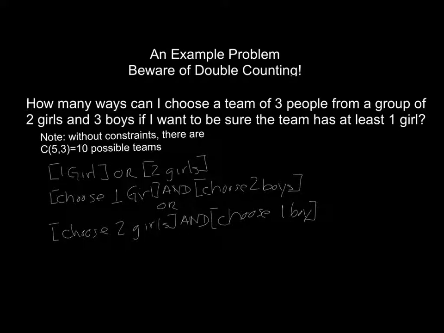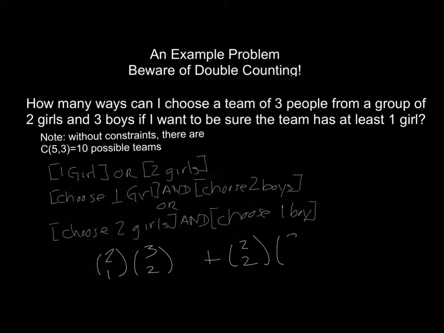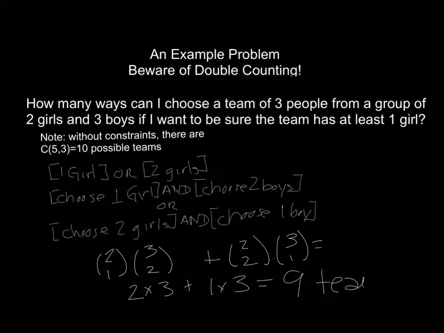So I have to shrink this to give myself a little more space. So choosing 1 girl, so there are 2 girls, choose 1, and choose 2 boys from 3 choose 2. Or, working on the second half, I'm going to choose 2 girls and choose 1 boy from the 3. So here I'm going to get 2 times 3 plus 1 times 3. Again, I have my 9 teams with at least 1 girl.